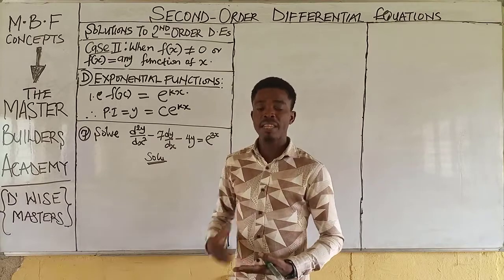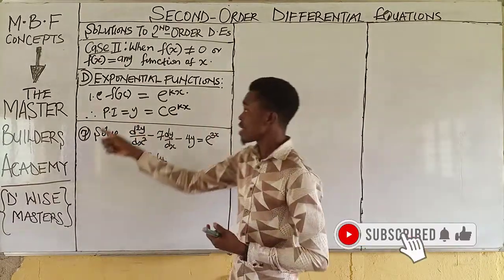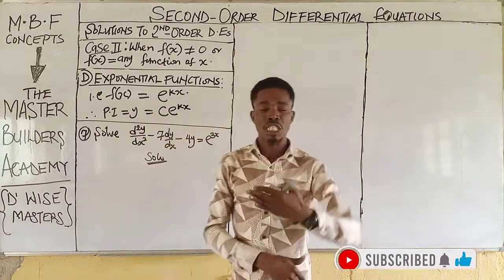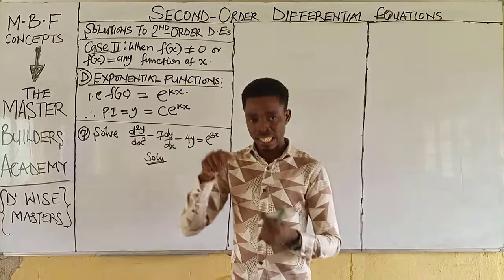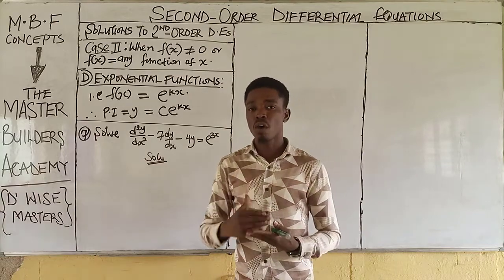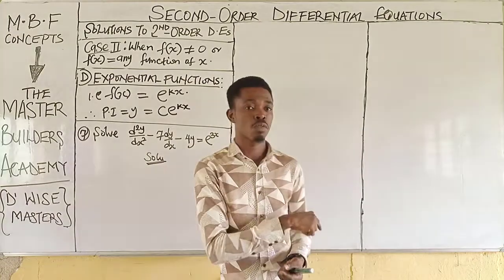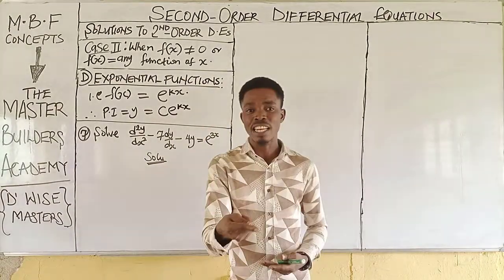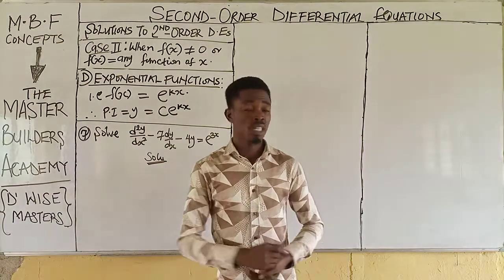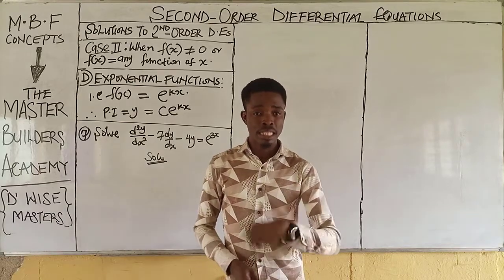Are you there? Then, for such problems, the particular integral is y equals c exponential kx. Now understand that c there is the arbitrary constant. And for every particular integral that you solve for in second order differential equation, you always obtain the values for the arbitrary constant. If this is understood, then we can get to solving problems under this case.